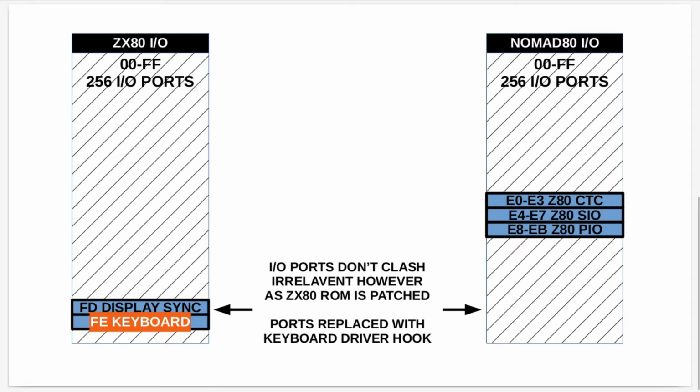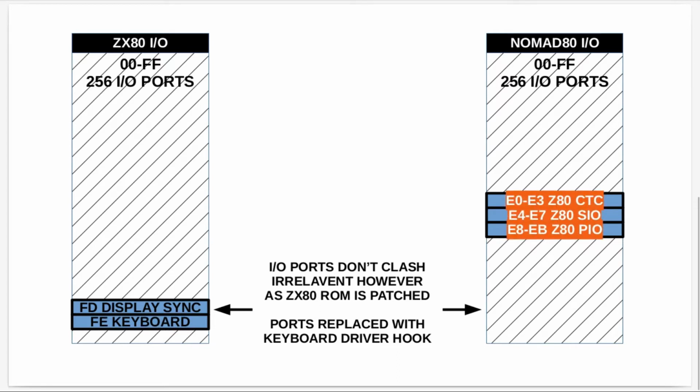So there's only 2 ports to worry about, and in my Z80 computer all my ports for my CTC, SIO and PIO are around the E0 to EB port number range, which don't clash at all with the ZX80, so I won't have to worry about any of that.